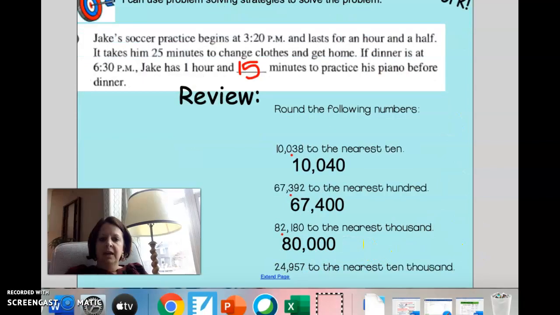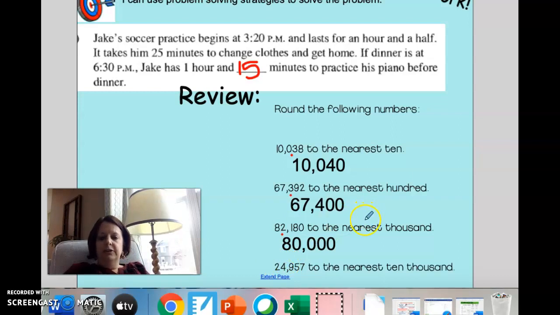Now, okay everyone, I'm rounding 24,957 to the nearest 10,000. So I have ones, tens, hundreds, thousands, 10,000. So it's 24,000.